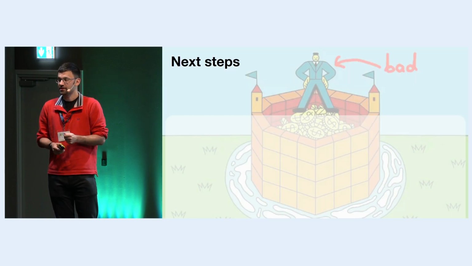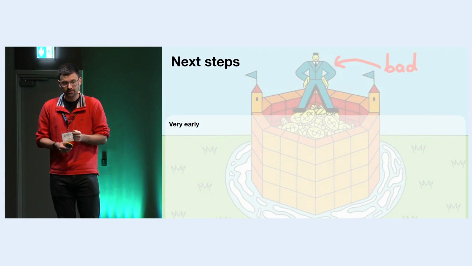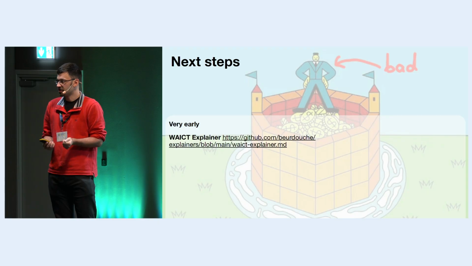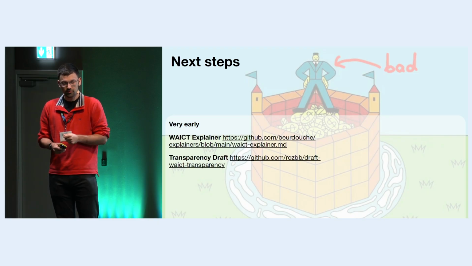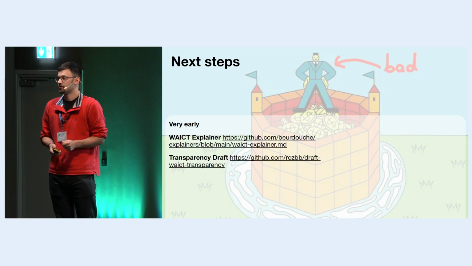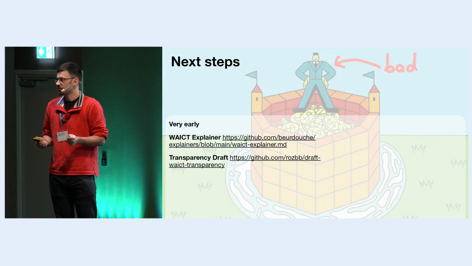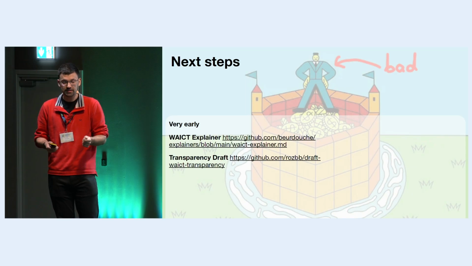This work is still at a very early stage, as Michael stressed at the beginning. There is a general explainer of the overall system that's available on GitHub that talks about these different components and how they fit together. And more specifically, there's a transparency draft, which is actively being developed. There's no running code yet. There's just a bunch of prototypes. And we would really love the community's feedback, especially on this aspect.